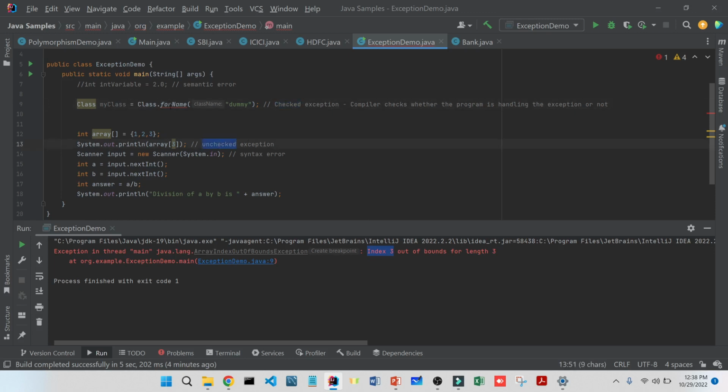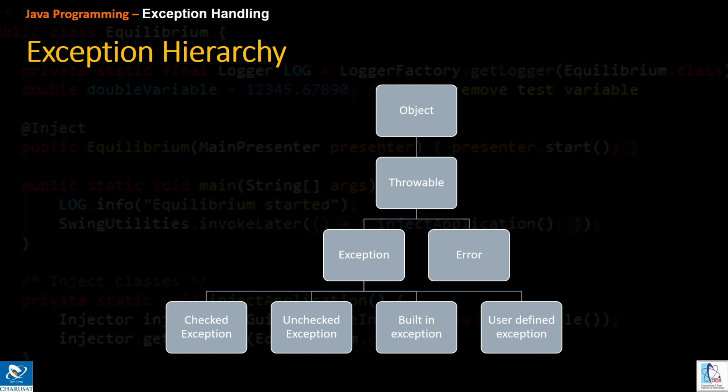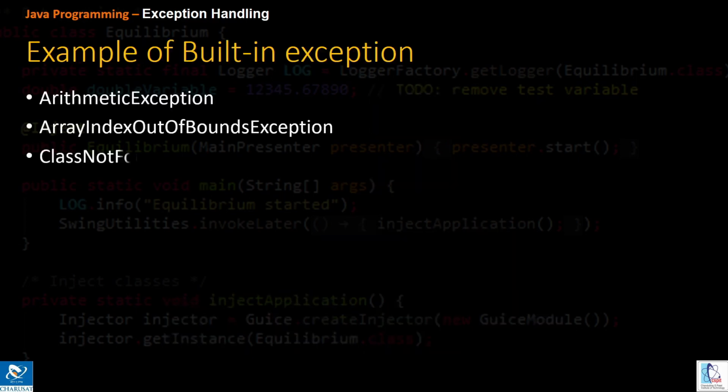The checked exception must be handled, which I'm going to come to later on. Right now I'm just putting this in a comment. This was the example of the ClassNotFoundException. Let me go to another one, that is FileNotFoundException.